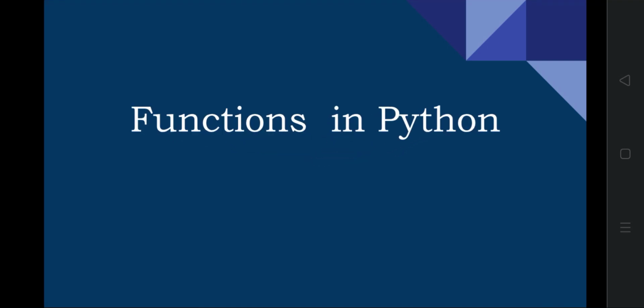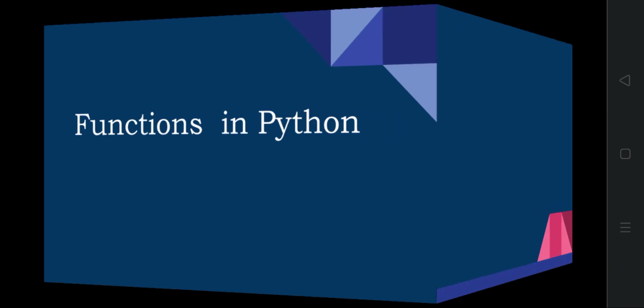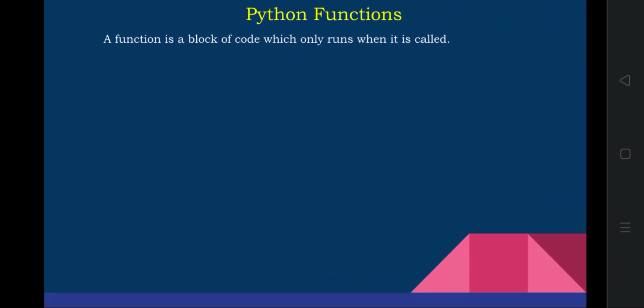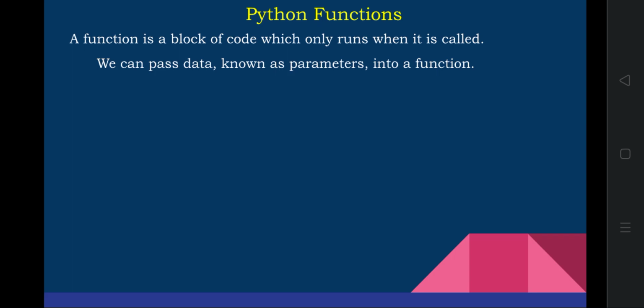Hello everyone, in this video we are going to see about functions in Python. First of all, we should know the definition of a function. A function is a block of code which only runs when it is called. It is actually a set of statements. We can pass data, known as parameters, into a function. A function can return data as a result.